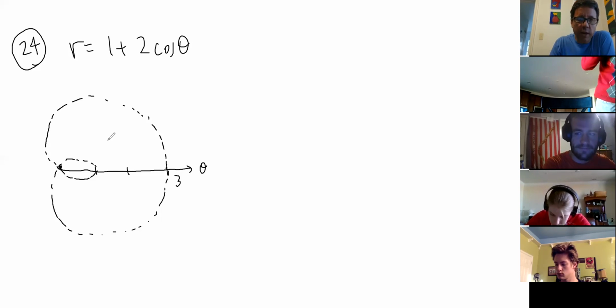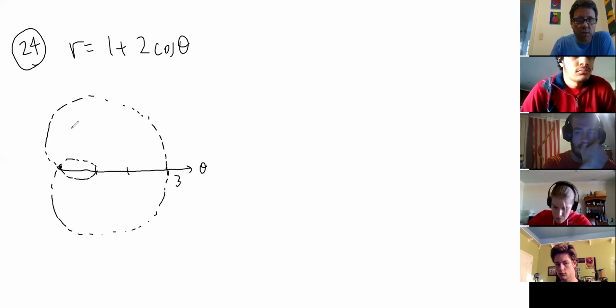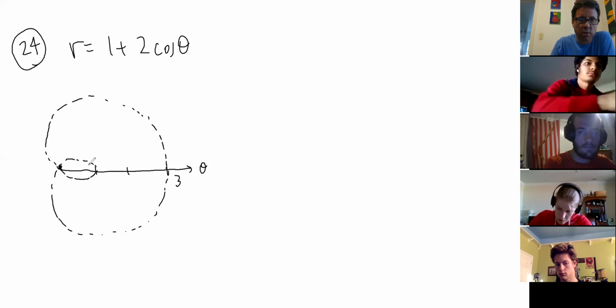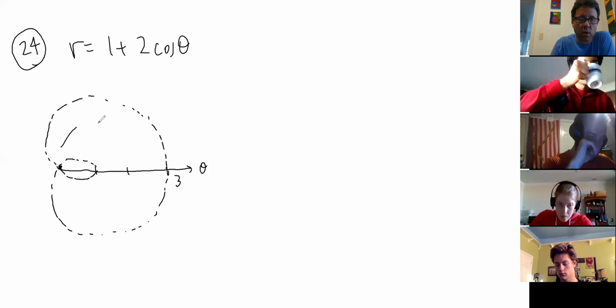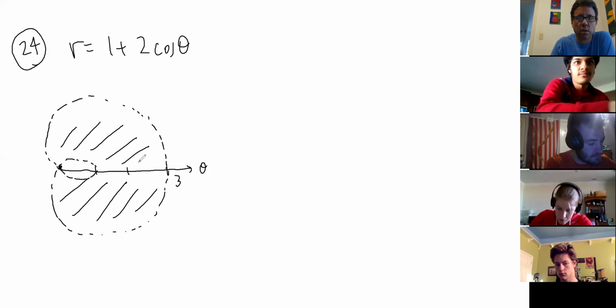So what you really want to do is figure out the stuff that's outside of this. Don't include this little loopy part in here. You want stuff that's on the outside. So just like that.